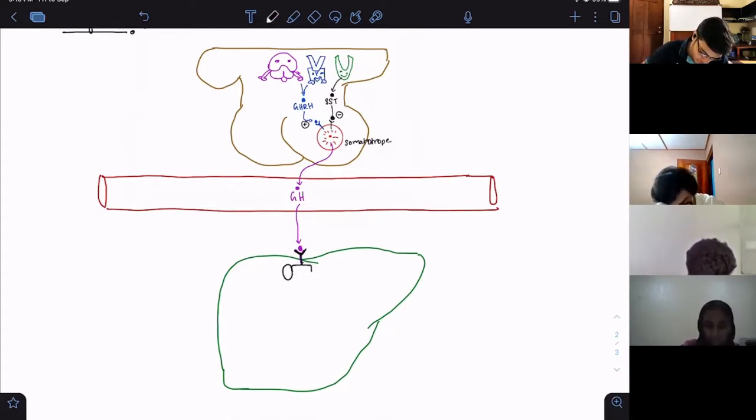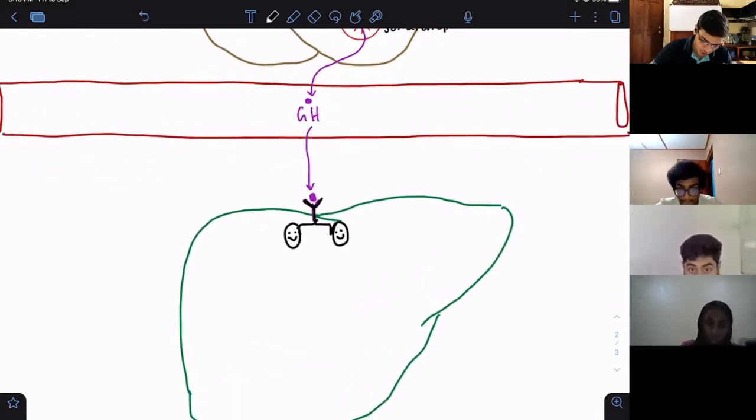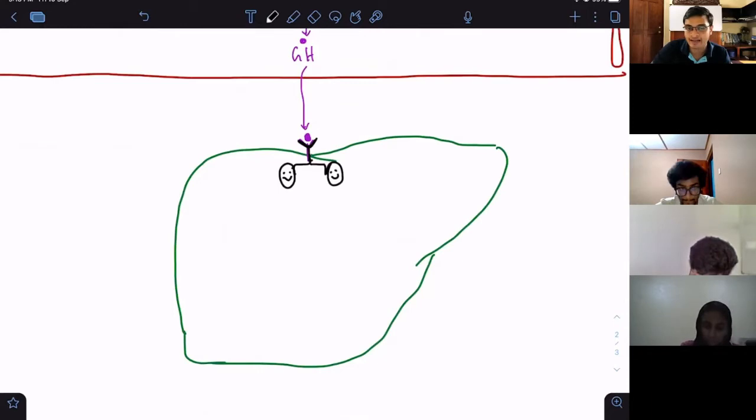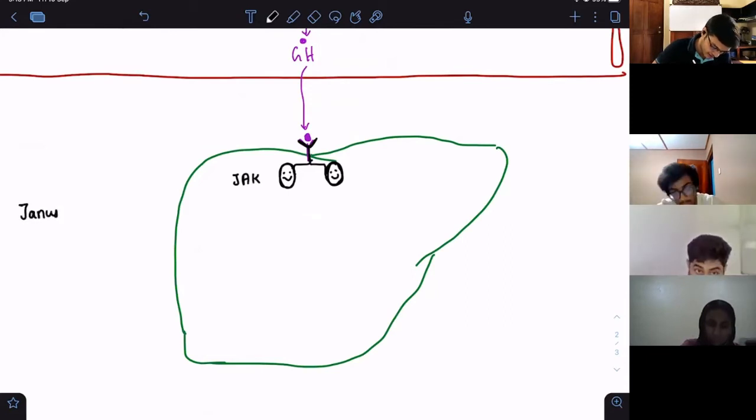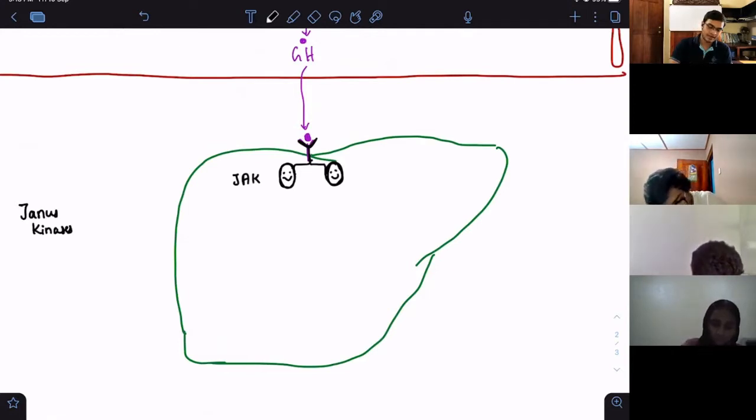What it looks like is, guys, you all can draw it like two faces. There is a dimerization and everything going on here. We don't need to talk about that, guys. I will tell you only what's important. Once growth hormone comes and binds to this growth hormone receptor, in its intracellular domain it has a special enzyme. These two faces we drew are special enzymes, called JAK enzymes, Janus kinases.